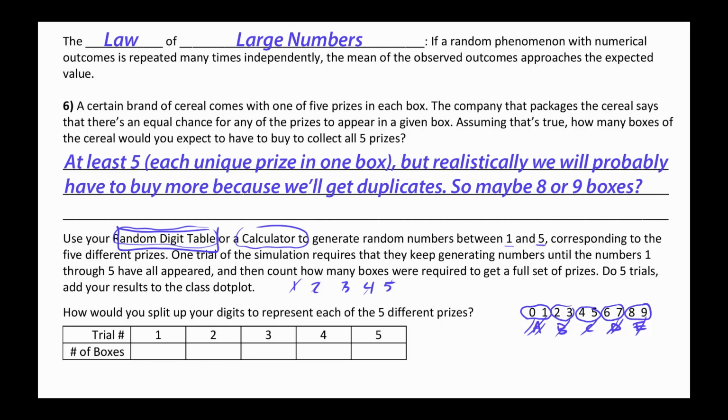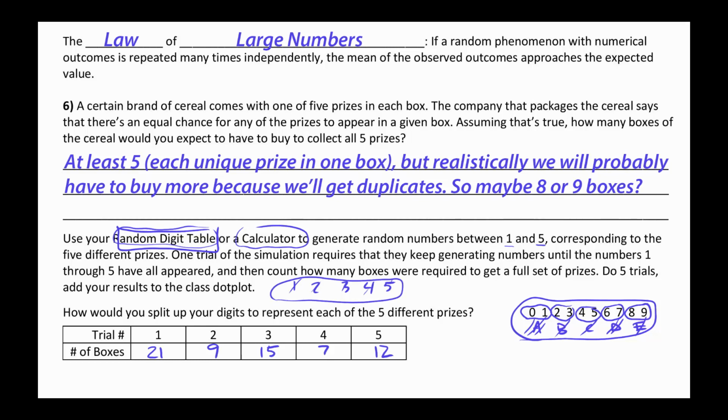When I did this, I got 21 boxes, then I got 9 boxes, and then 15 boxes to get all 5 of those toys. 7 was my most efficient, so I only had 2 duplicates, and then my last one was 12. And again, you can pick anywhere on your random digit table, but it goes a little faster if you go with this route instead of with going 1 through 5 only.